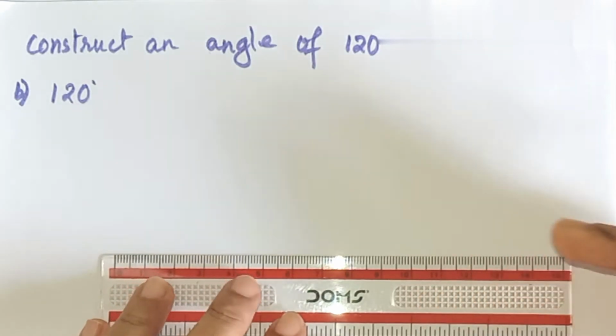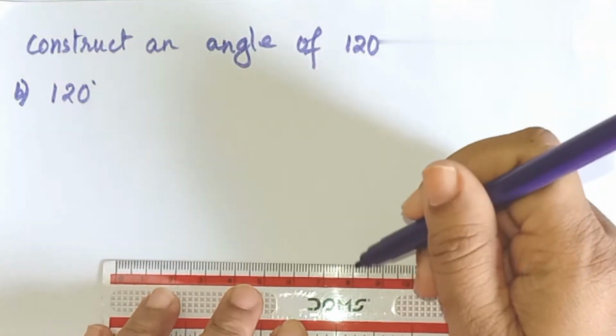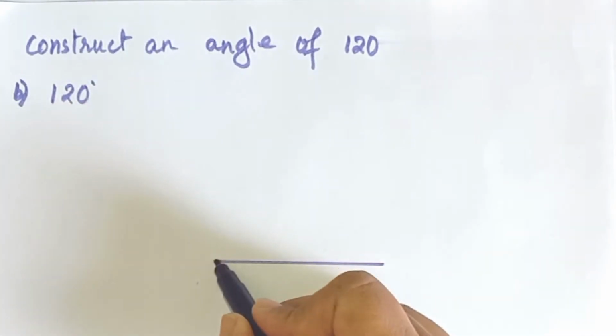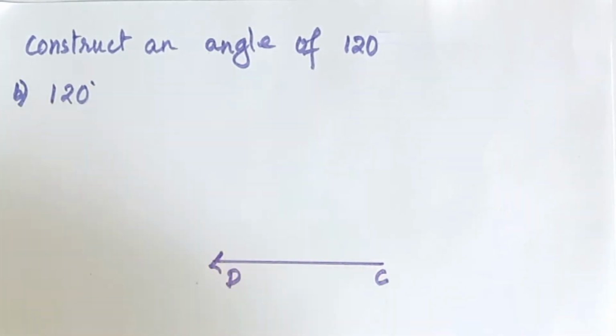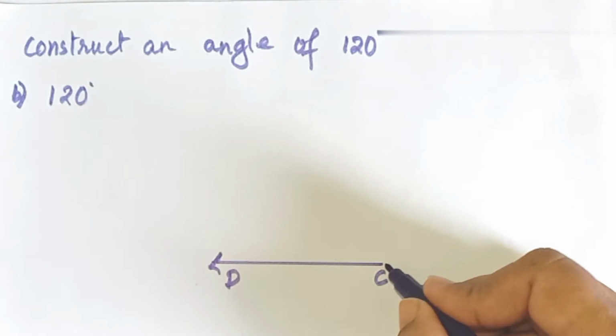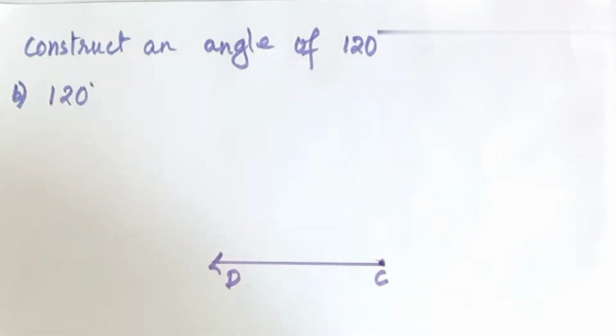Now I will demonstrate how to construct an angle which is an obtuse angle. Obtuse means more than 90 degrees. The steps remain the same. First we draw a ray. Say, let me write C and D. C is my origin, or we can say the vertex where I want my angle to form.